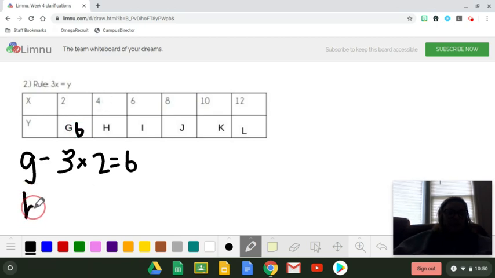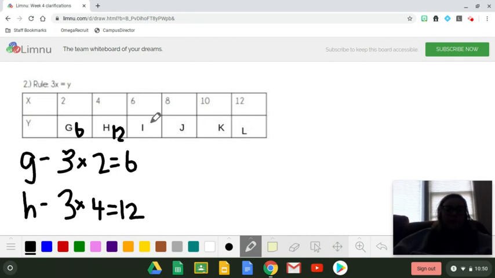For H, we would have done 3 times the X value, which in this case was 4. And that would have given us our Y value of 12. So we're just going to go all the way through here and multiply all these times 3. So 6 times 3 is 18. I would have been equal to 18. 8 times 3 is 24. So J would have been equal to 24. 10 times 3 is 30. 12 times 3 is 36.